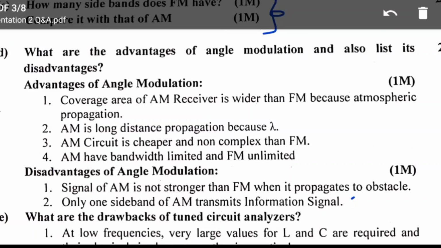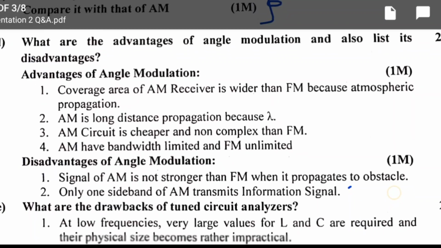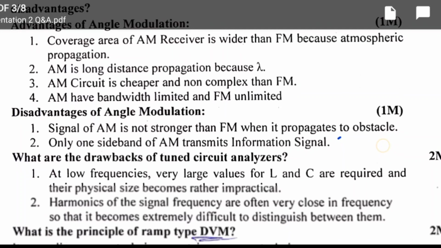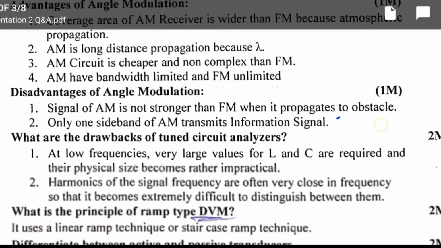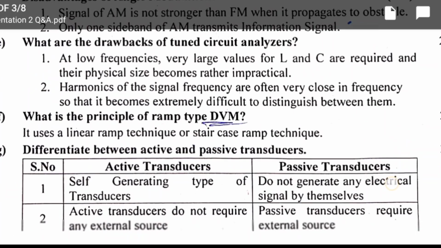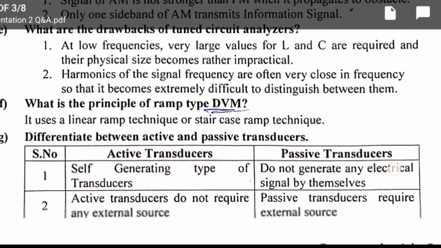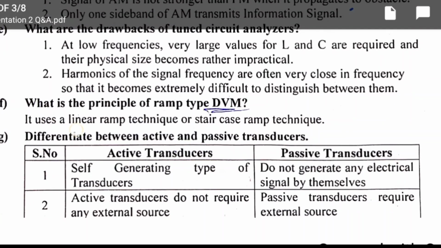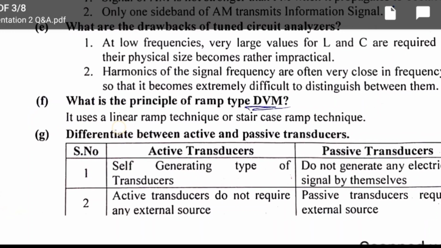Only one side of the AM transmission signal, the information signal, is present. Next, coming to the drawbacks of tuned circuit analyzers. What is the principle of DVM? It uses a non-linear ramp, whereas a DVM uses a linear ramp.